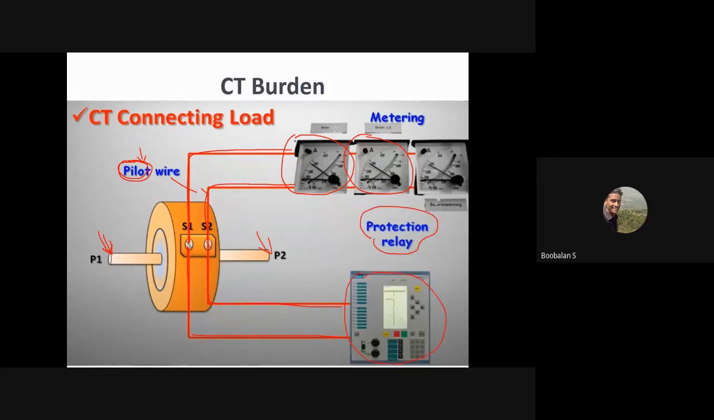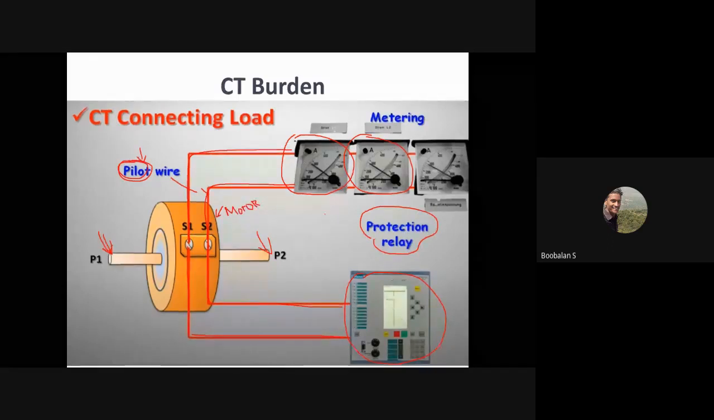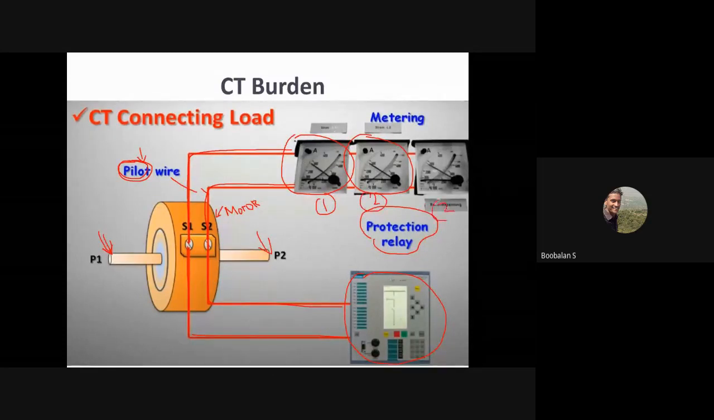Now for example, let us consider this is a motor, right? I'm going to connect load: meter 1, meter 2, meter 3, and one more relay 4. So totally four objects are connected with my motor, and in the same way this CT is connected with meters 1, 2, 3 and relay 4. Four devices are connected with my CT, so they act as a load to this CT. That's what a burden is.